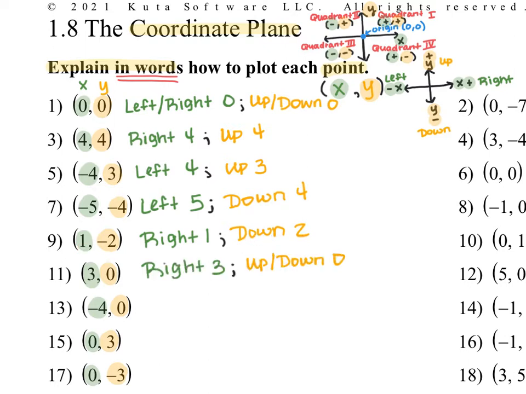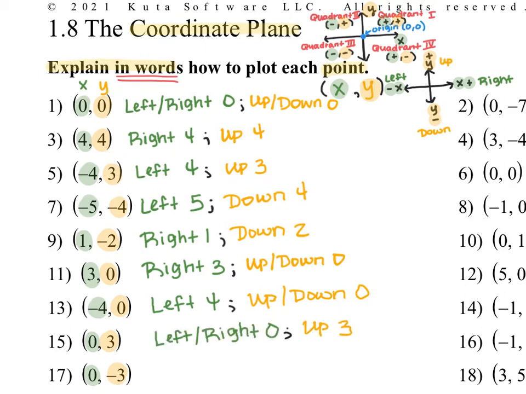For number 11, you'll go right 3 because the x value is positive and up or down 0, so you don't move up or down any because the y value is 0. For number 13, you'll go left 4 because the x value is negative and up or down 0 because the y value is 0. So you don't move any for the y value.